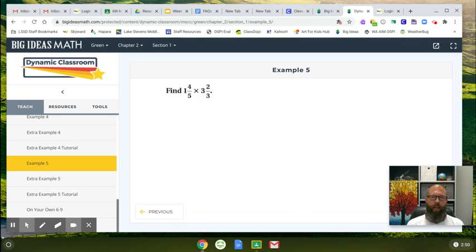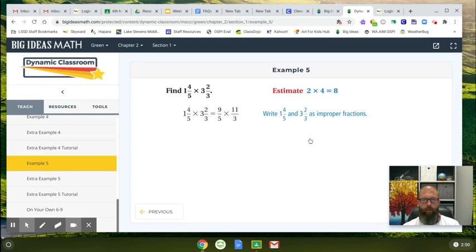This is example 5, and the only difference here is now we have two mixed numbers, and so we just have to turn them both into improper fractions and then multiply. So estimate 2 times 4. They rounded this to 2, 1 and 4/5, and they rounded this to 4. So our answer should be around 8 when we're done.